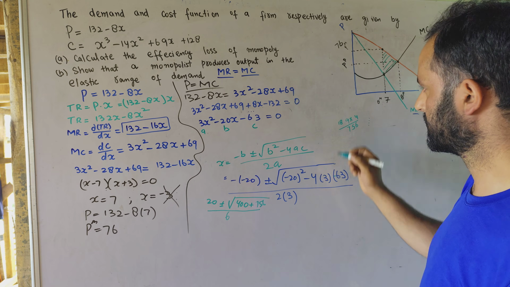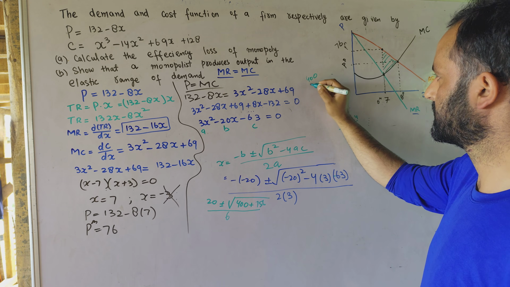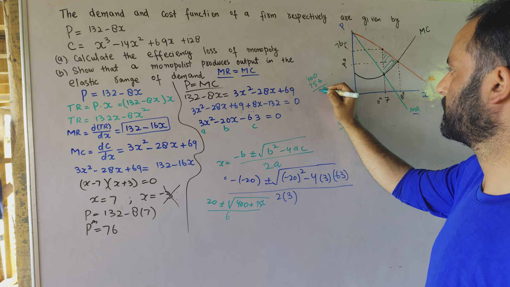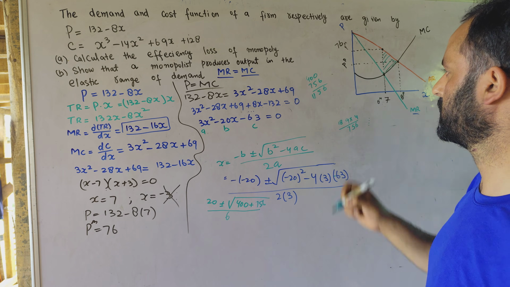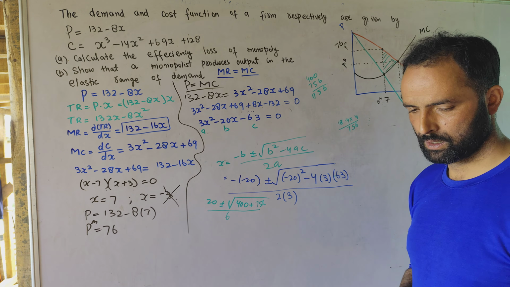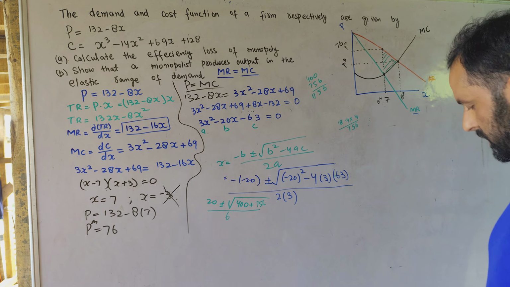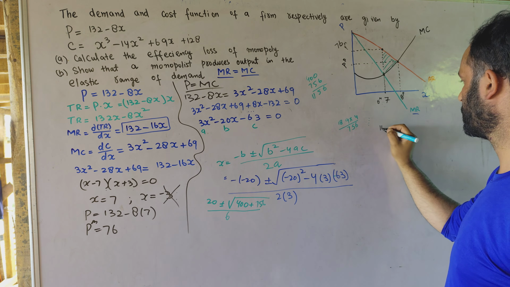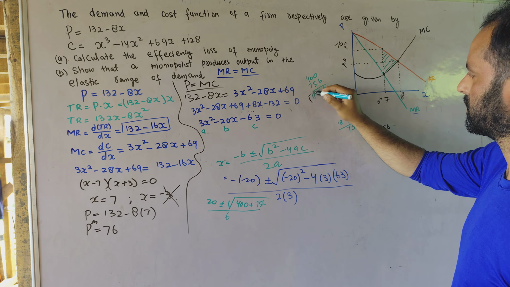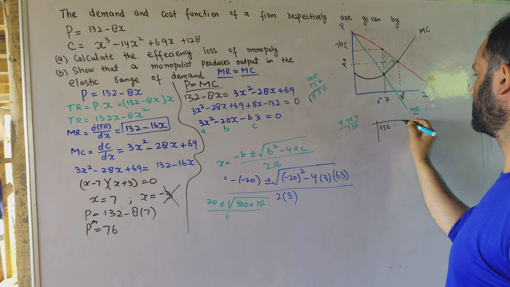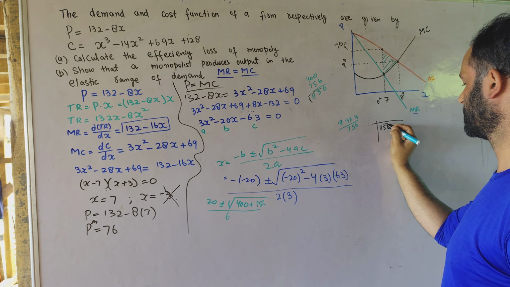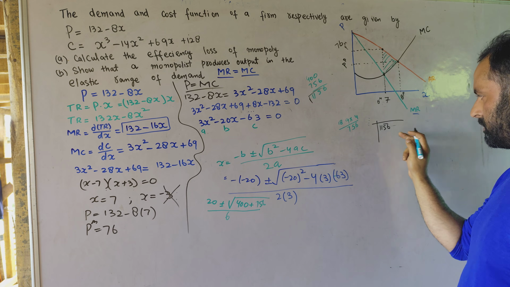Okay, so let us solve this. 400 plus 756, so we have 1156 here. We need the square root of 1156. So let us solve by the division method. Let's make the pairs from the right.